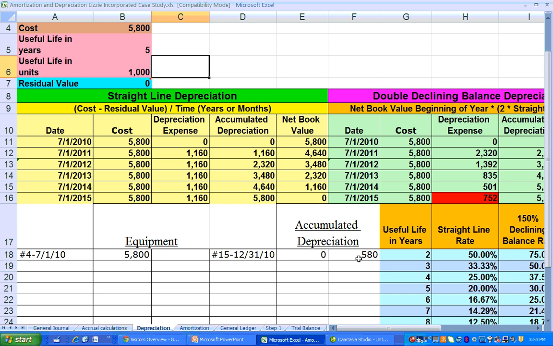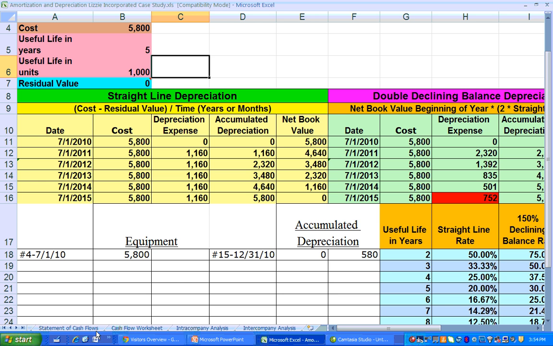This spreadsheet is available on Google Docs. Get in and play with the numbers a little bit. Also, make sure and take this all the way through to the statement of cash flows. Look and see how the depreciation is treated on the statement of cash flows, because the depreciation expense does not actually use any cash. What uses the cash is the purchase of the asset.